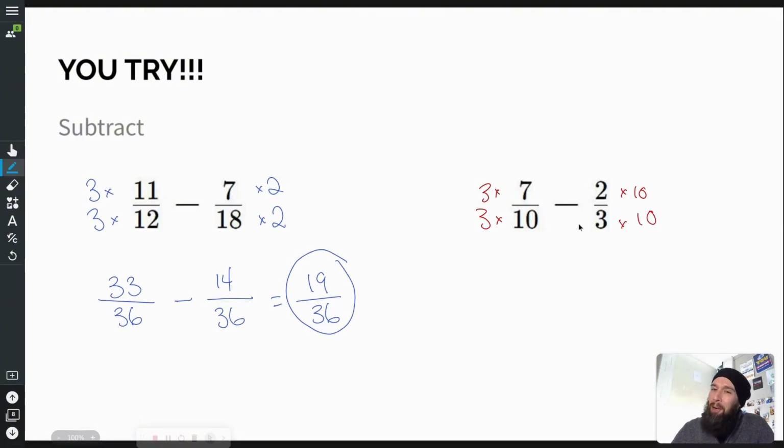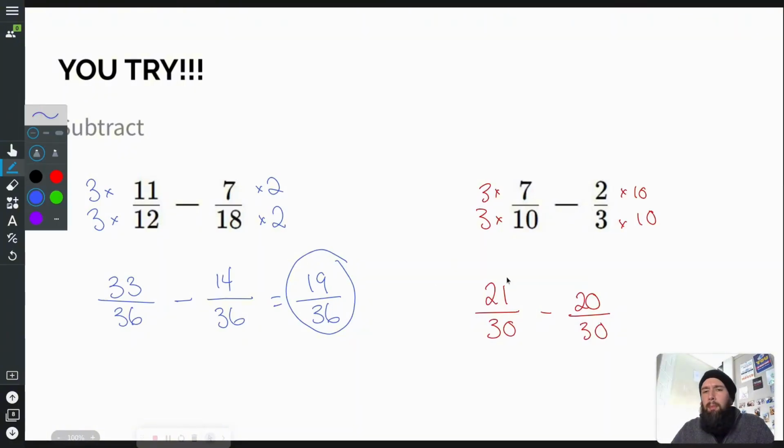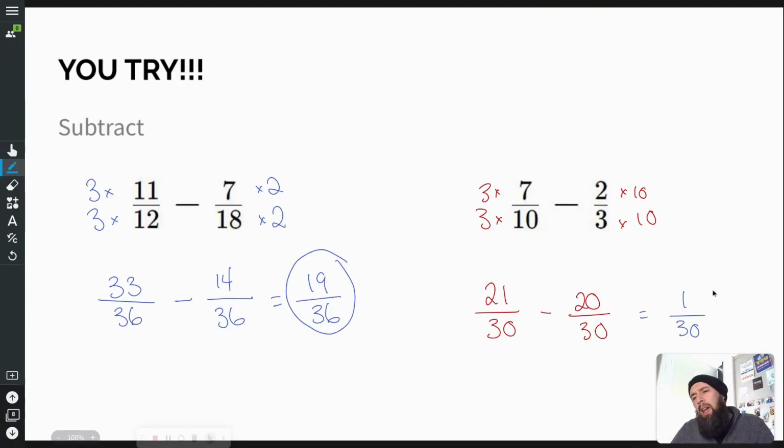And again, I know I didn't do this one because 7 times 3, 21 over 3 times 10, which is 30, minus 2 times 10, which is 20. It doesn't have the same effect. 3 times 10, 30. 21 minus 20 is 1. And then you have 30, and you get 1 over 30. Nothing simplifies. Nothing simplifies at all.